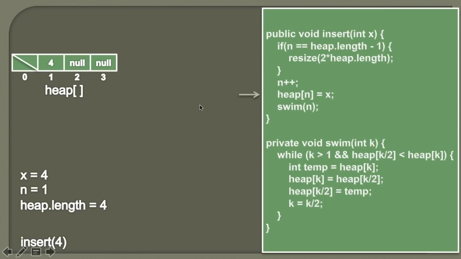Also friends, we discussed that whenever we insert any value in a max heap, we then perform a bottom up reheapify, which we also call swim. So now we'll call the method swim by passing in the value stored in n, which is 1. So the swim method will be called, and as we are passing the value of n as 1, k will become 1.